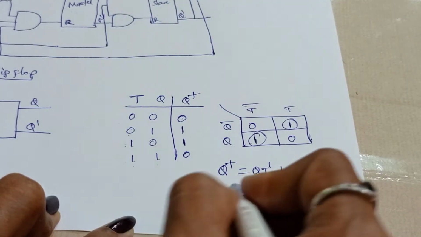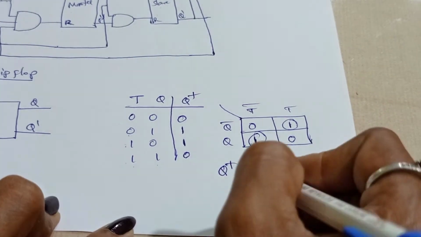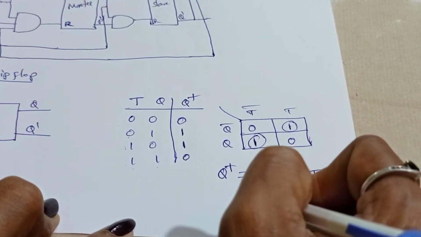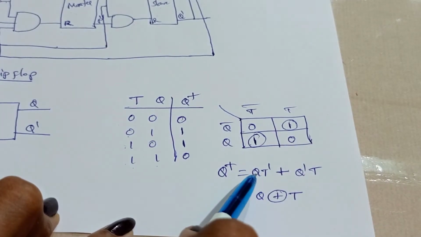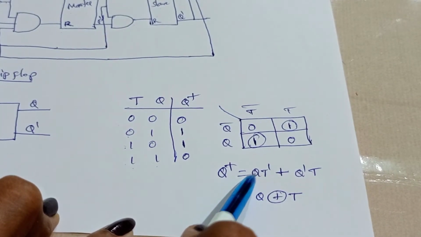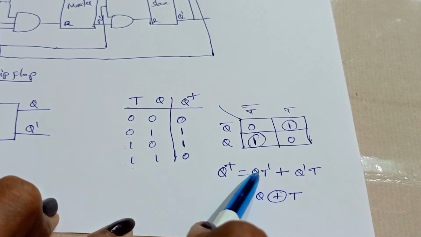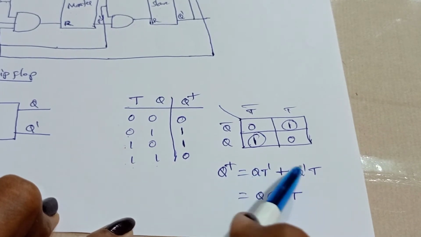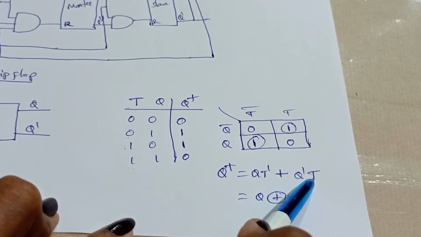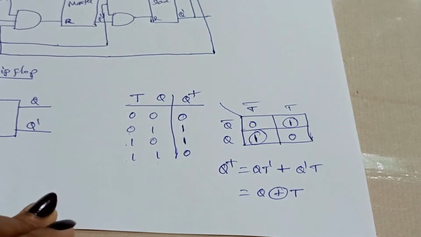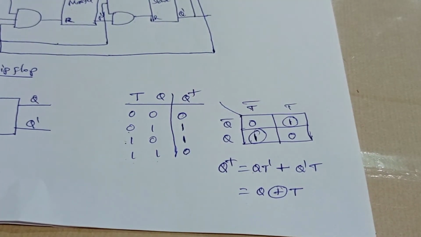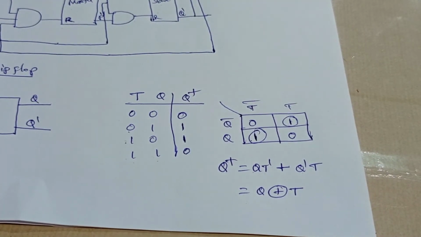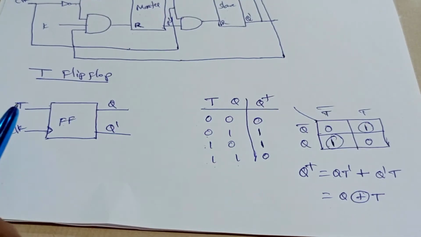This can be written as Q exclusive OR with T, because Q is constant here and T is the inverted value. Similarly Q is the inverted value and T is changing. Okay, so we can take this as Q exclusive OR T. T flip-flop.